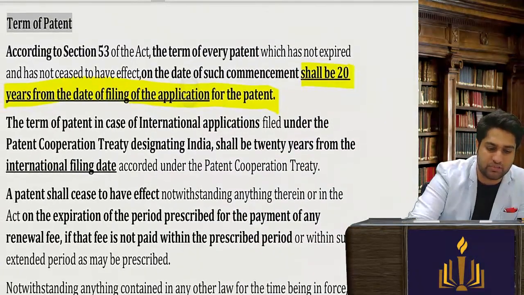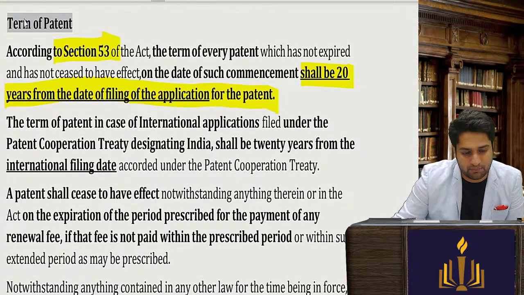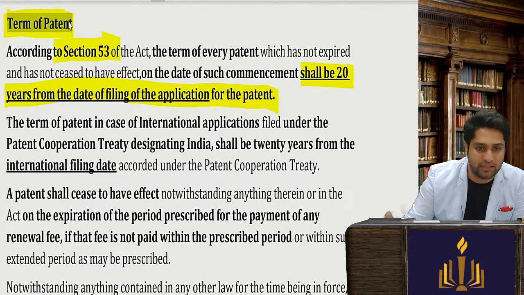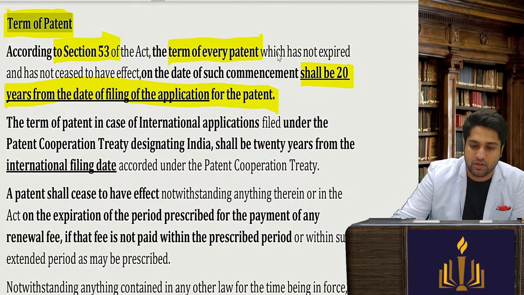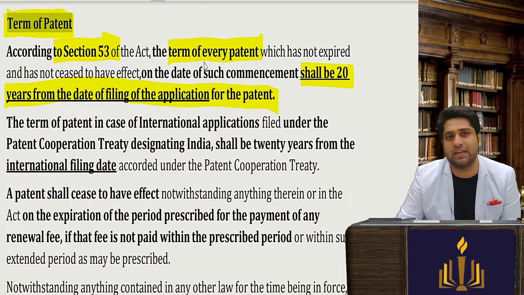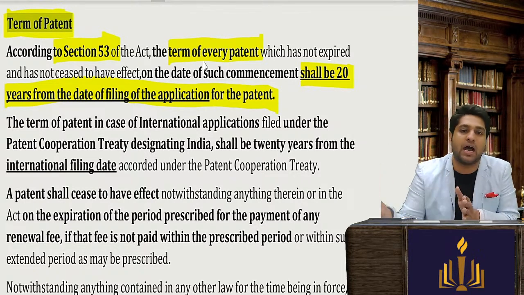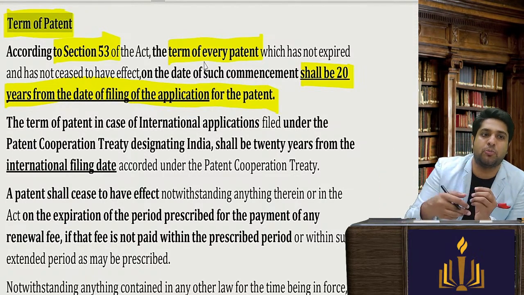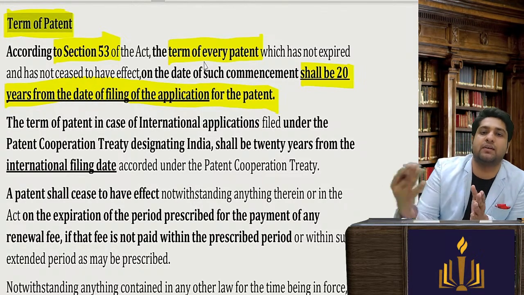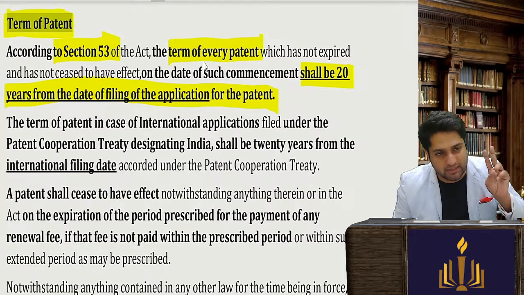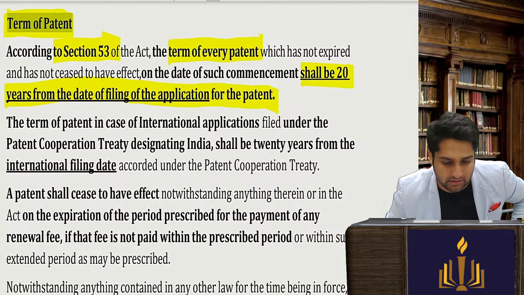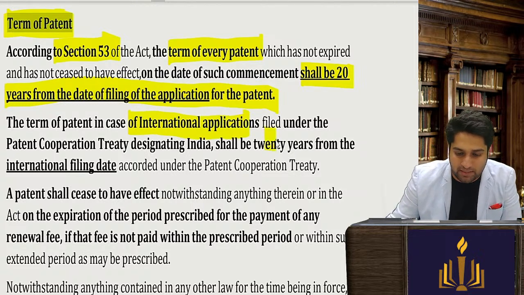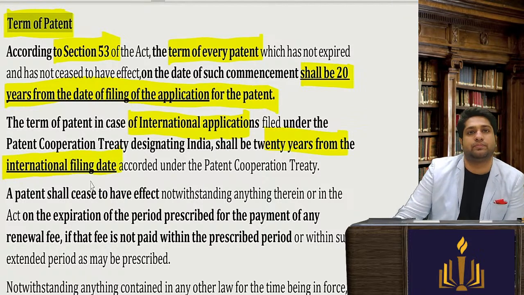This is given in Section 53, term of the patent. Multiple times it will come in your exams. Mark it as important. According to Section 53, the term of every patent will be 20 years unless it has expired earlier or ended early for any reason. A person has a right to surrender his patent, and then it will not be there. Normally it will last 20 years from the date of filing. The term in case of an international application shall be 20 years from the international filing date.